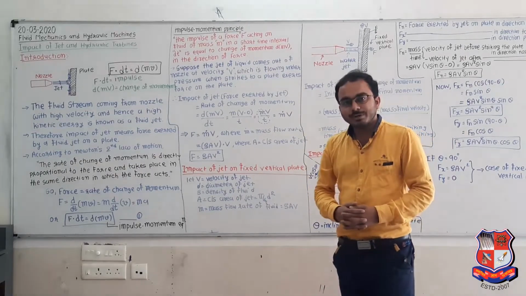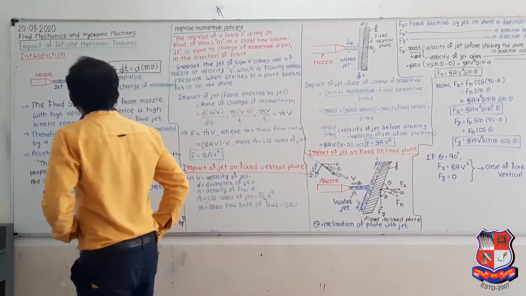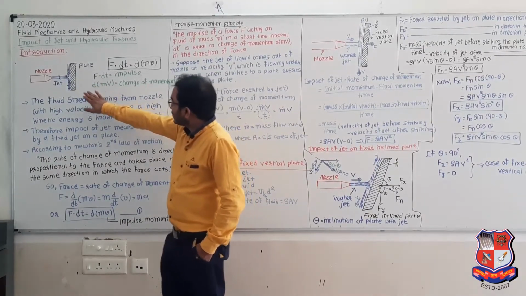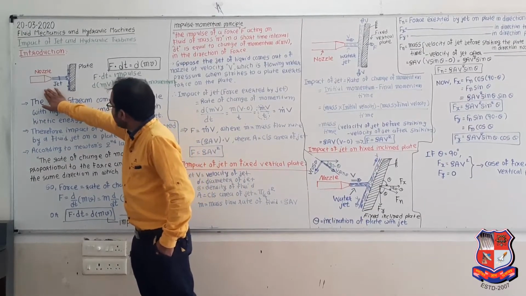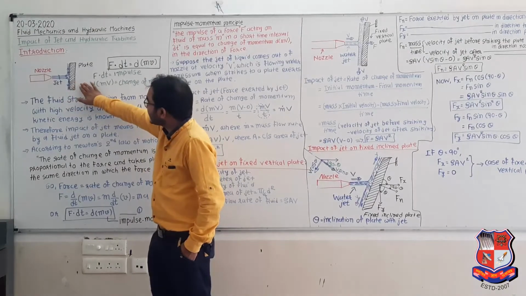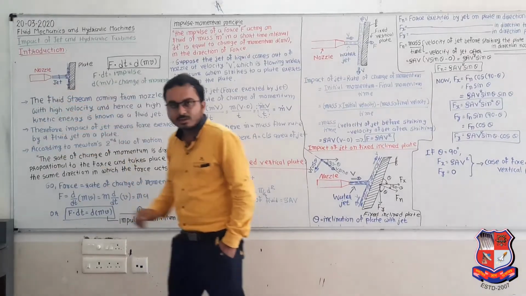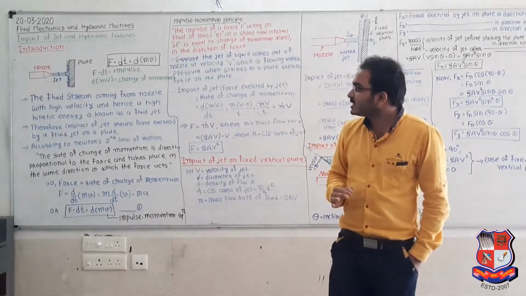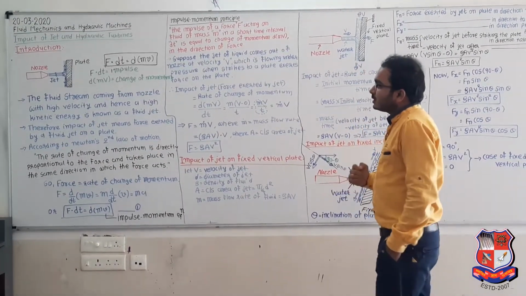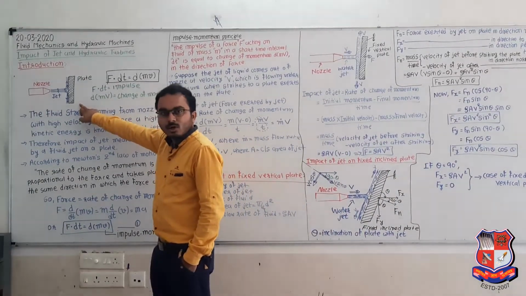So our first topic for today is impulse momentum principle, which is an introduction to this topic. So we will focus on this figure first. As you can see, the arrangement has a nozzle out of which a jet of water is coming out and striking this plate. The black color is the plate, blue color is water, and the nozzle is of red color. So this will be the very basic arrangement for understanding the basic principle of impact of jet. Here we have taken a plate to be a vertical one, which is not moving.